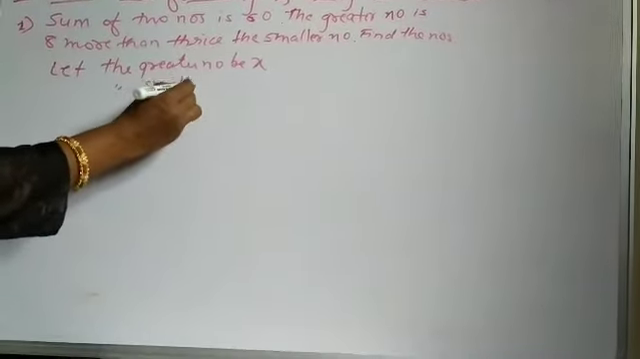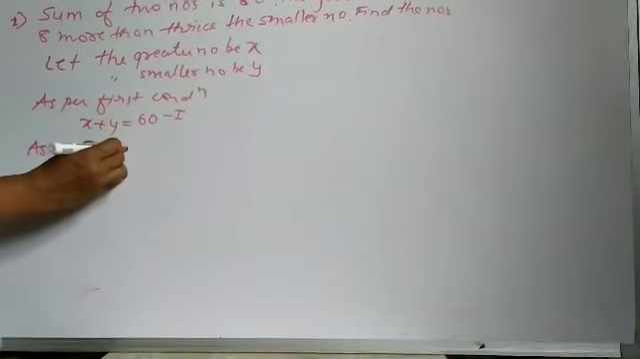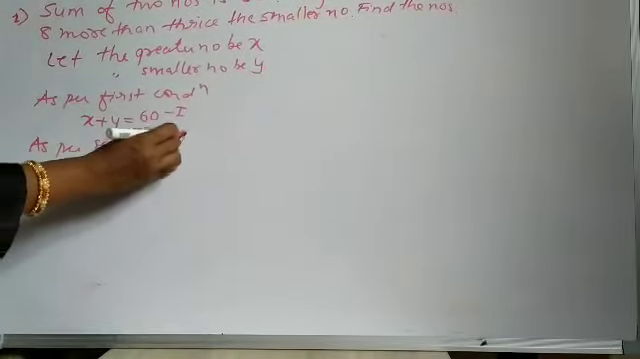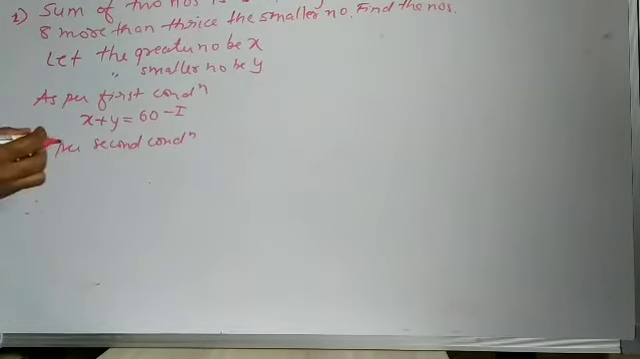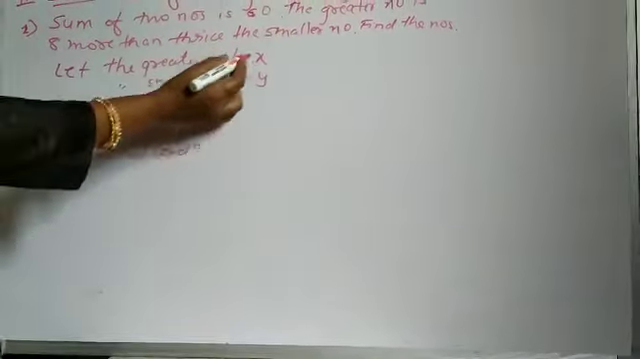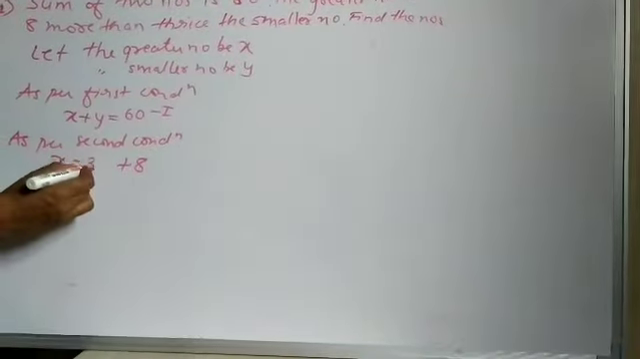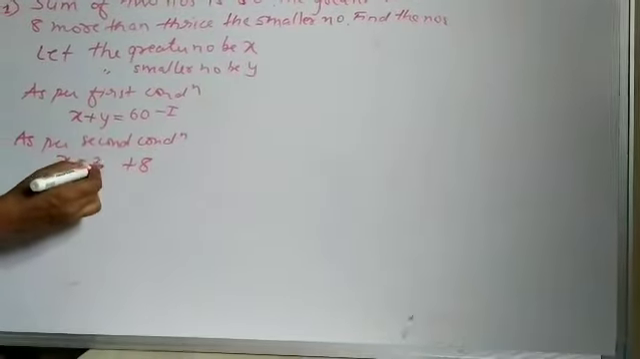So the sum of two numbers, x plus y, is equal to 60. Consider this as equation 1. Now, as per the second condition, the statement is: the greater number, which here is x, is 8 more than thrice the smaller number, 3 times the smaller number.